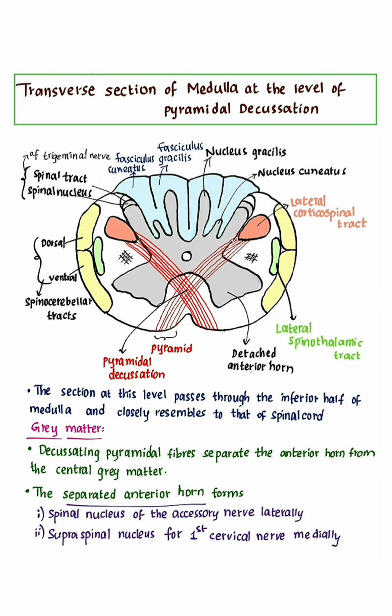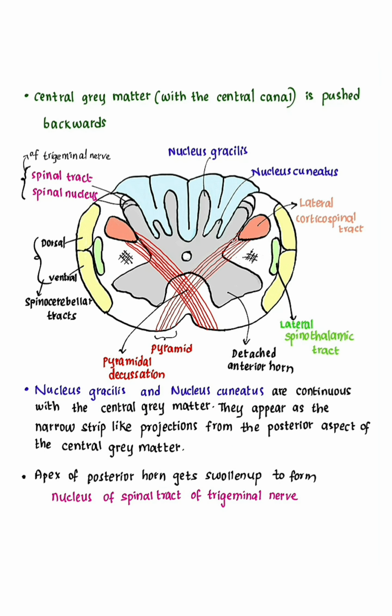Detached anterior horn. Decussating pyramidal fibers separate the anterior horn from the central gray matter. The separated anterior horn laterally forms spinal nucleus of accessory nerve. Medially it forms supraspinal nucleus for first cervical nerve. Central gray matter with central canal is pushed backwards.